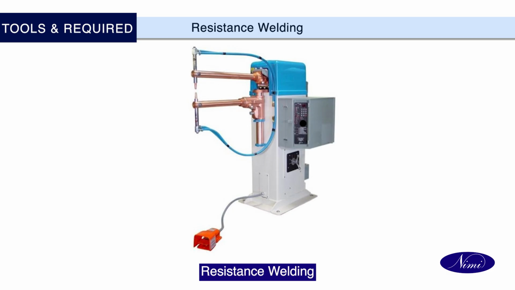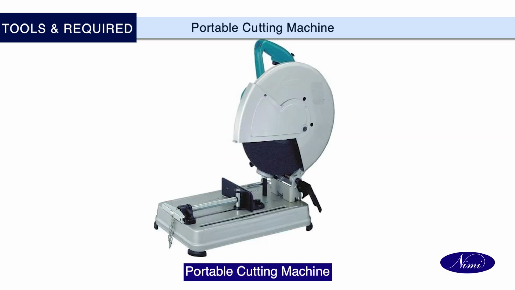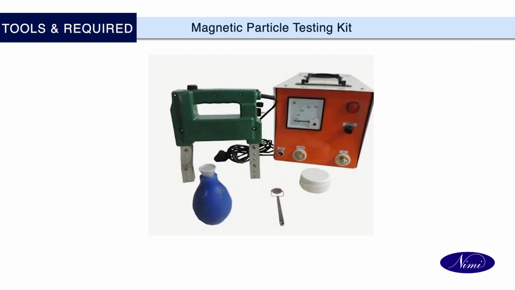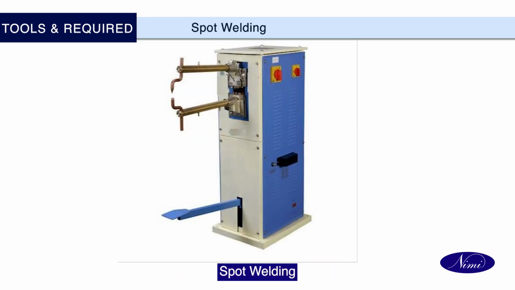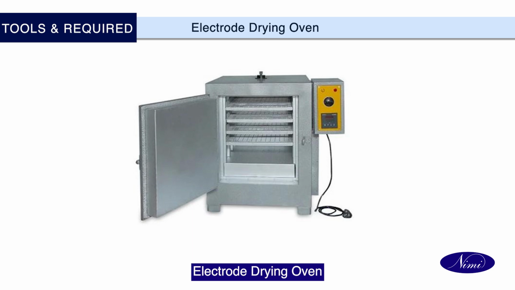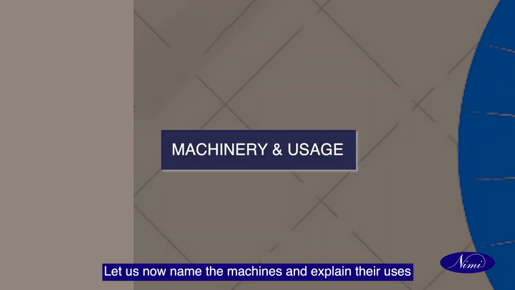resistance welding, seam weld, portable cutting machine, magnetic particle testing kit, spot welding, electrode drying oven, dye penetration test kit. Let us now name the machines and explain their uses.